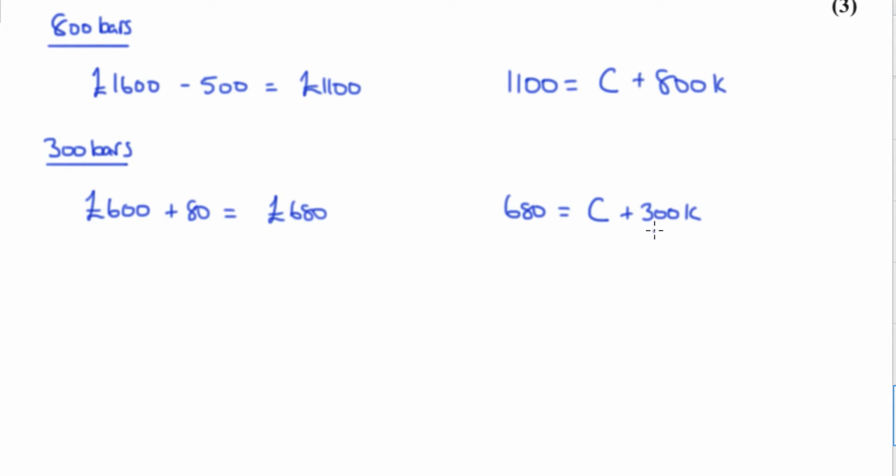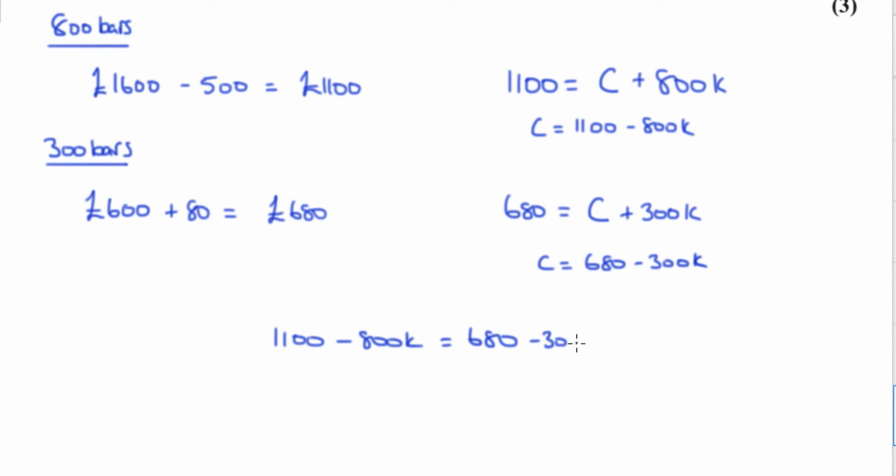We've got a pair of simultaneous equations here. We need to find out C and K. I can make C the subject of both of these. So C is equal to 1100 minus 800K. C is also equal to 680 minus 300K. And we can solve this pair of simultaneous equations. So 1100 minus 800K is equal to 680 minus 300K.